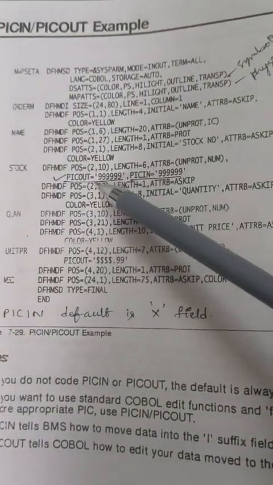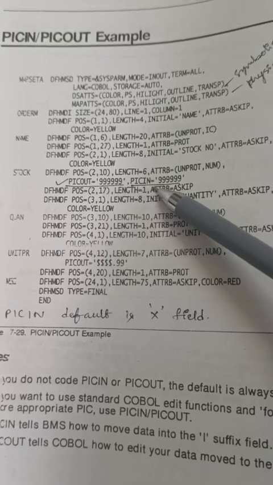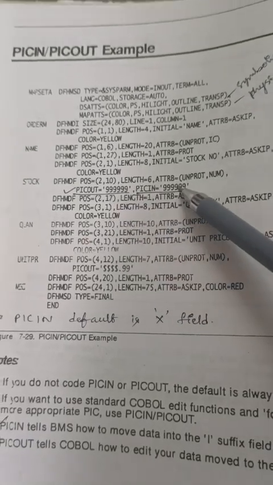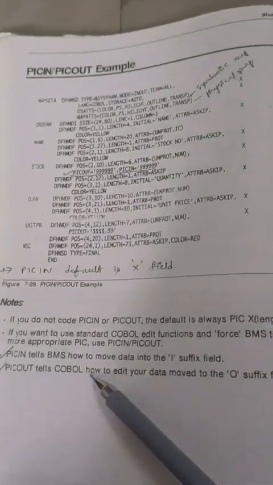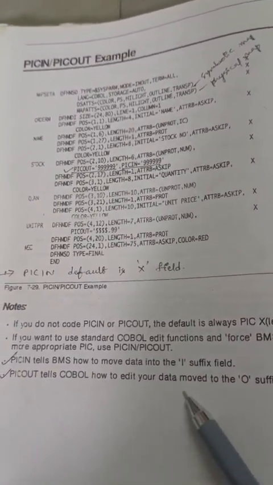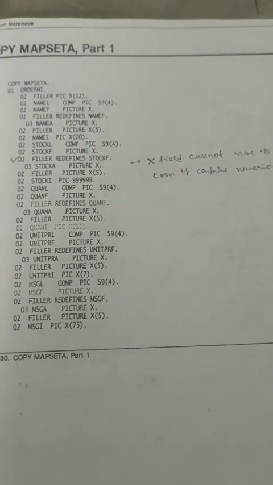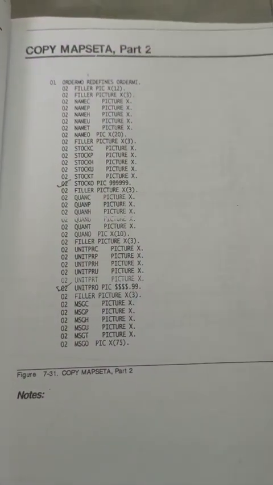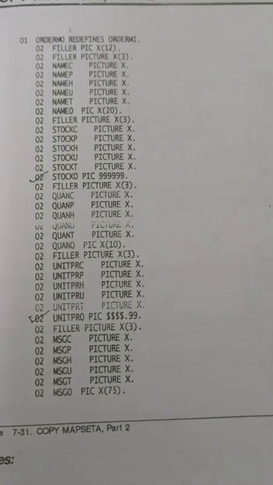See, this is the picture clause PICIN. After that is the PICOUT picture clause. We can see PICIN tells what the I suffix field is, and PICOUT tells how the data is moved into the O suffix field. This is how the output of the map gets generated.